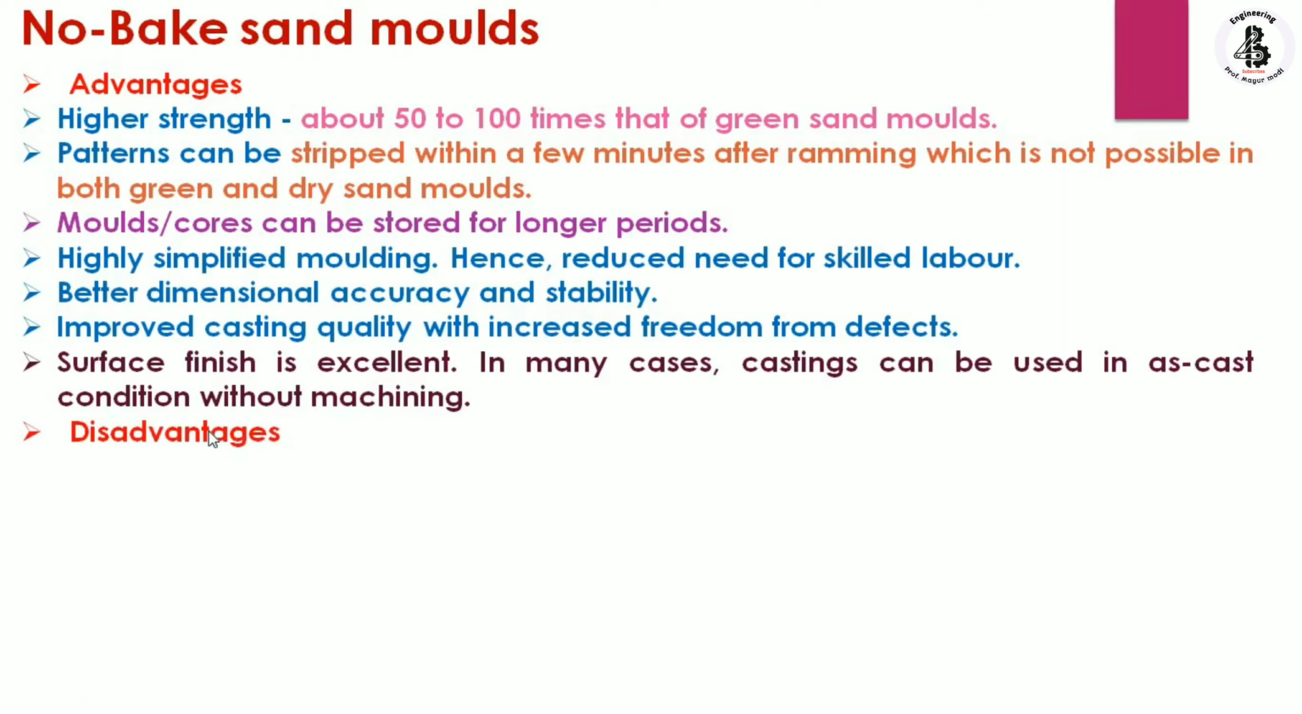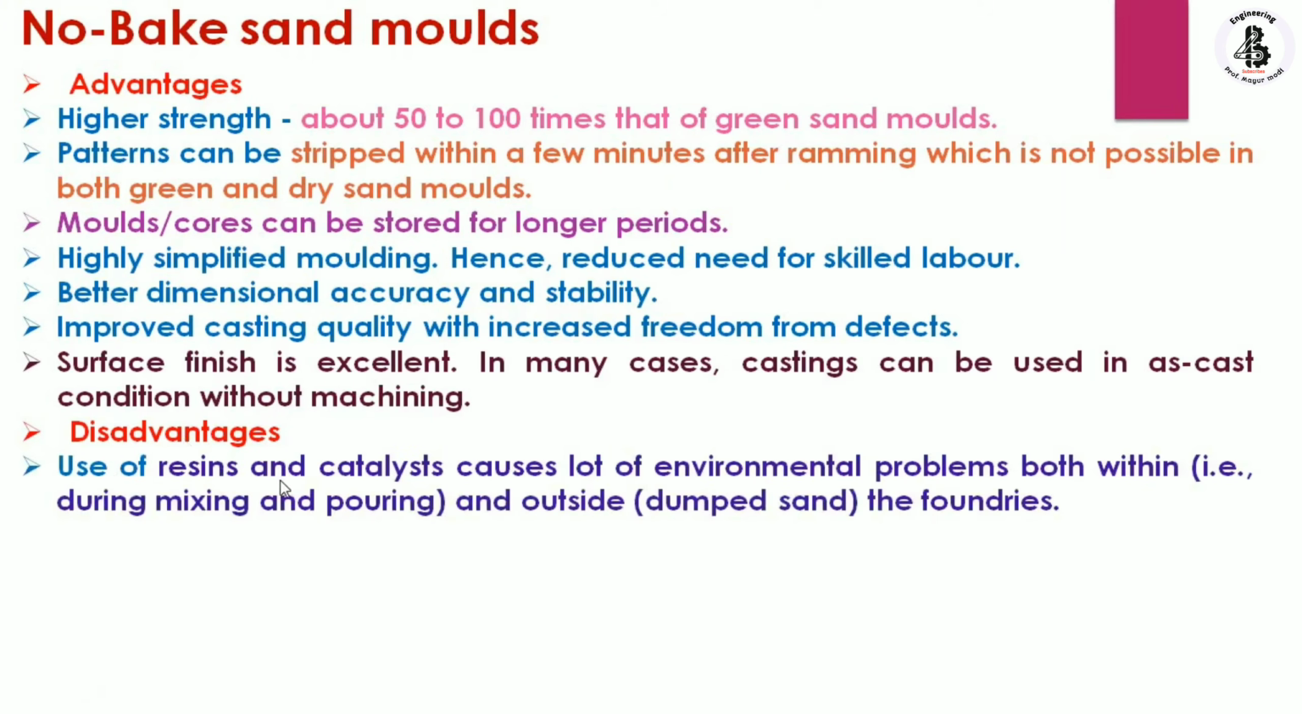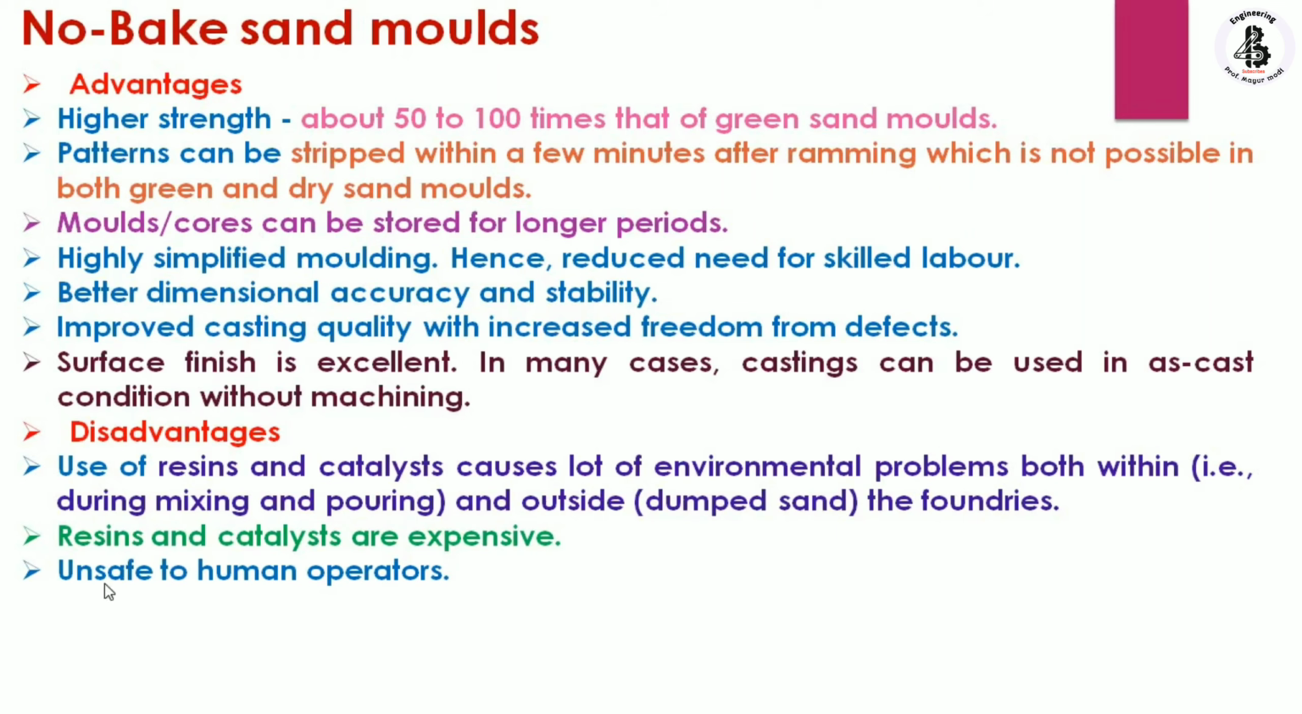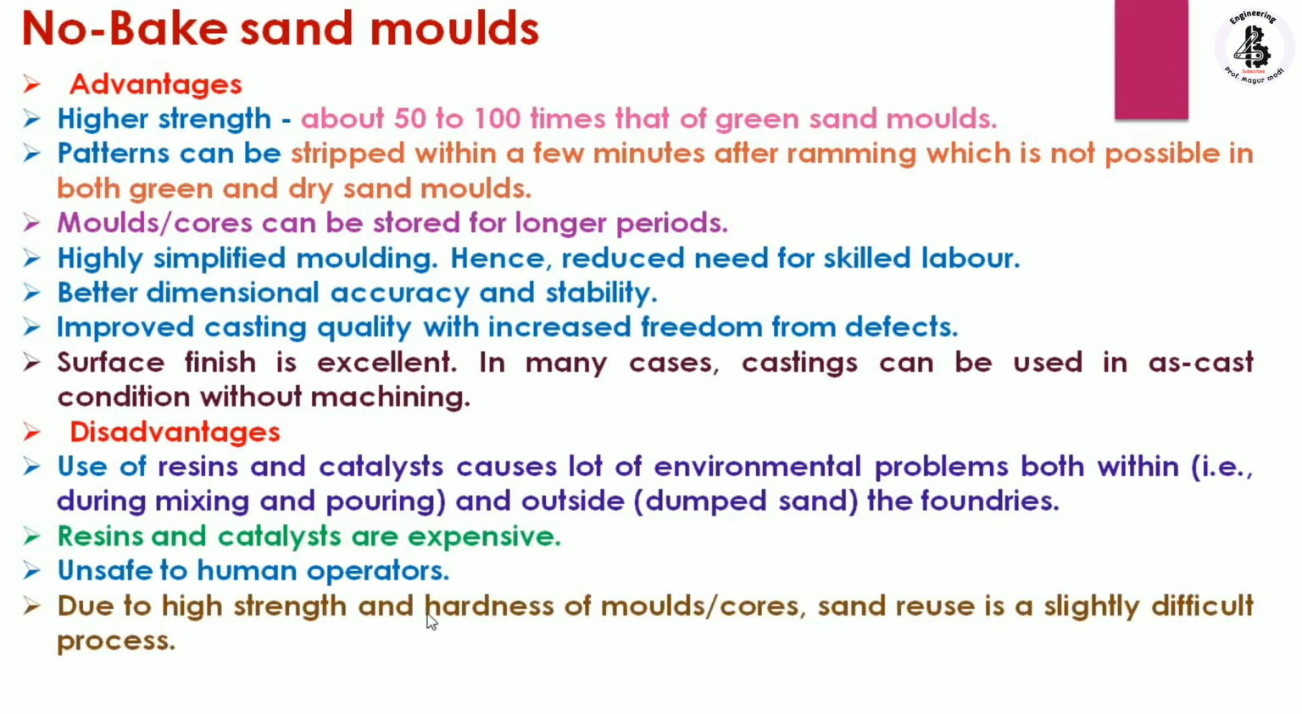Then some of the disadvantages: the use of resins and catalysts causes lots of environmental problems, both within the foundry, during mixing as well as pouring, and outside the foundries. Or you can say it is used as damp sand. Resins and catalysts are expensive and unsafe for human operators. Due to the high strength and hardness of the mold, or you can say cores, sand reuse is a slightly difficult process for this no-bake sand mold.